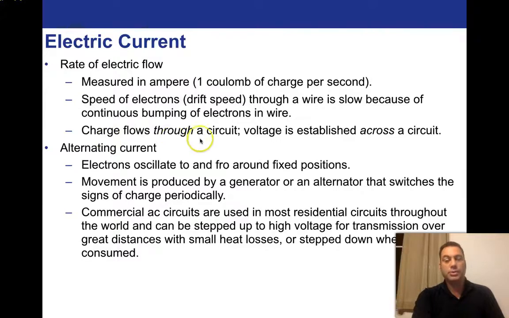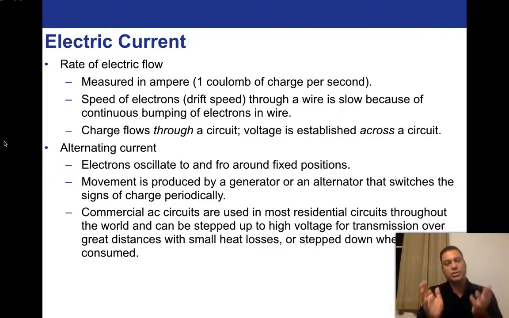So charge flows through a circuit. Voltage, however, is established across a circuit, right? So charge is moving through. It's kind of like, think about a river. The charge that flows through a circuit, which is the ampere, is the amount of water that would be in a channel. Whereas the voltage that is established across a circuit is the angle at which the water is flowing downhill. So they're very closely related, in fact, yet different phenomena.